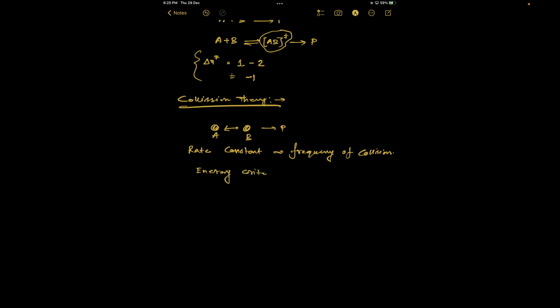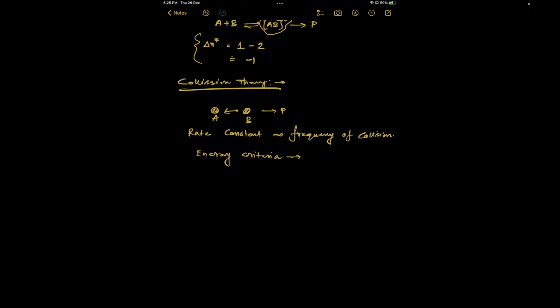Energy criteria. Energy criteria means not all collisions are effective collisions or reactive collisions. That means not all collisions can form the product molecules. Let's say this is the A molecule coming and this is the B molecule coming this way. Not all the collisions between the A and B molecules will be reactive collisions and effective to form the product molecules.